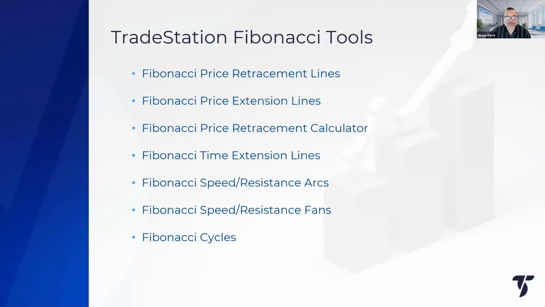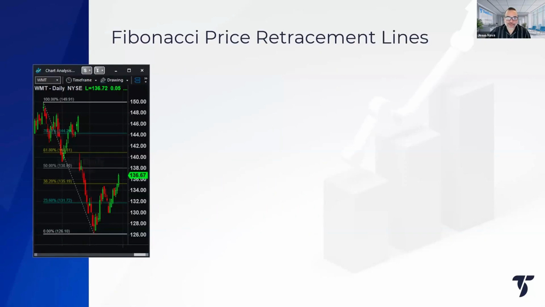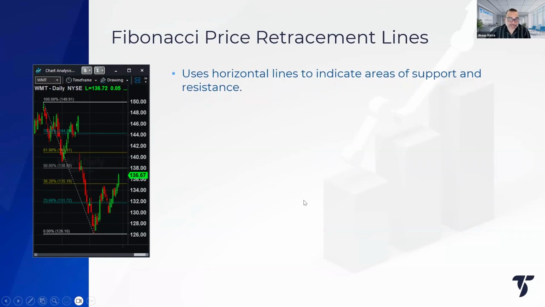I think that's the very last one, the Fibonacci cycles. Let's talk about each one of them, see how we can draw them, and see if we see any interesting information on the charts. Let's start with the Fibonacci retracement lines. We have a little picture here on the left-hand side on how they look, and it uses horizontal lines to indicate areas of support and resistance.